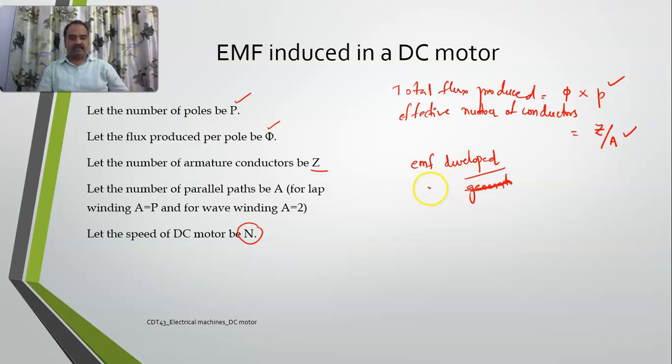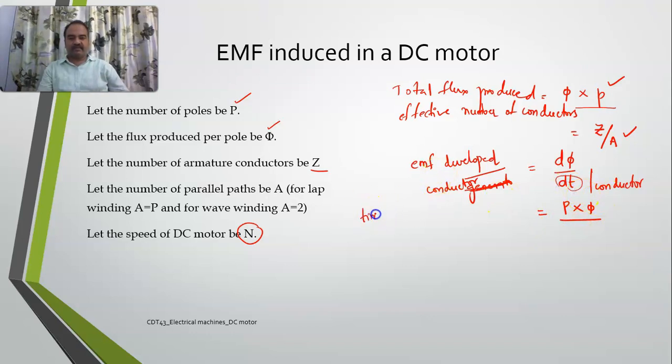What will be the EMF produced per conductor? It is equal to d phi by dt, right? d phi by dt per conductor. But what is the change in flux? What is the total flux which you are experiencing? The total flux is P into phi. And what is the time taken for this total flux?